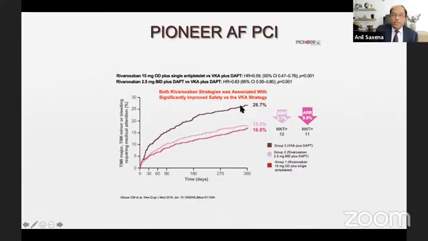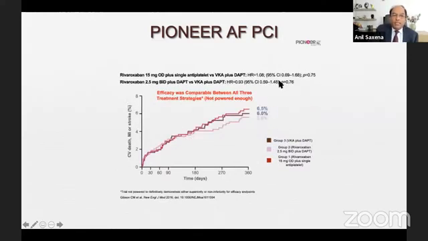And this was very significant. All the p-values, as you can see at the top, are significant, but that is not the point. The point I'm trying to make is that they also showed that the efficacy was comparable between all three treatment strategies. But in a small print, it was mentioned that it was not powered enough.